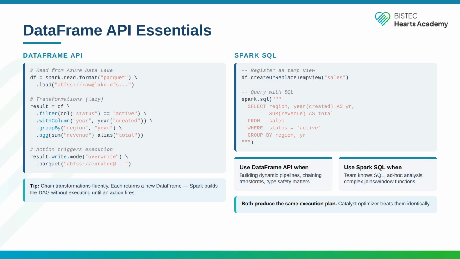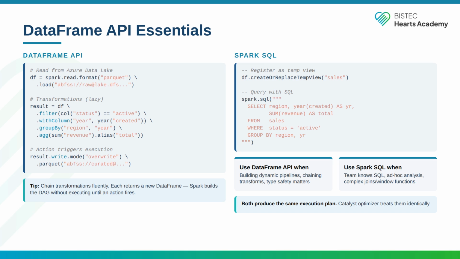PySpark gives you 2 equally powerful ways to work with data, the DataFrame API and Spark SQL. The DataFrame API is a fluent, chainable interface. You read data, apply transformations like filter, withColumn, group by, and agg, and then write the result. Each transformation returns a new DataFrame. Spark never modifies data in place. This immutability is what makes lazy evaluation possible.